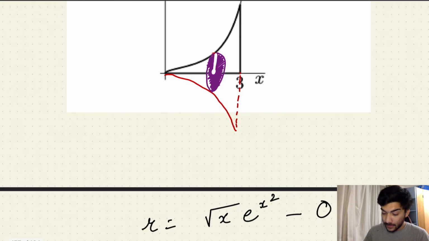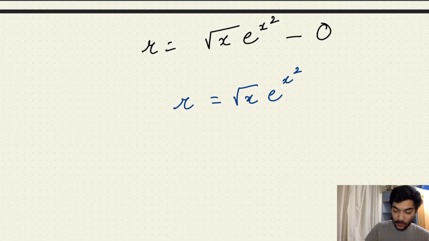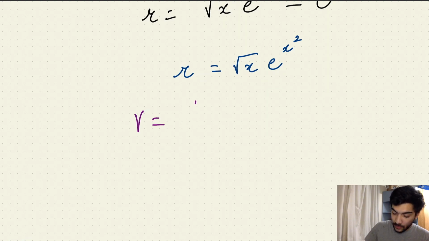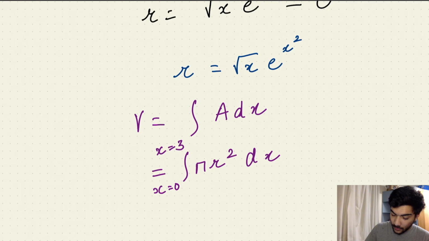Since we are taking the sum of the areas of circular strips from x equals 0 to x equals 3, the volume, which we represent as the integral of A dx, would simply be pi r squared, which is the area of our arbitrary circular strip, multiplied with dx, and then integrated over the interval x equals 0 to x equals 3, right?